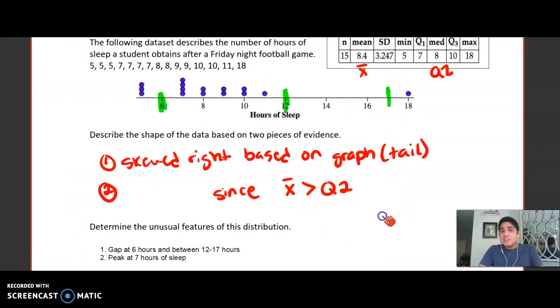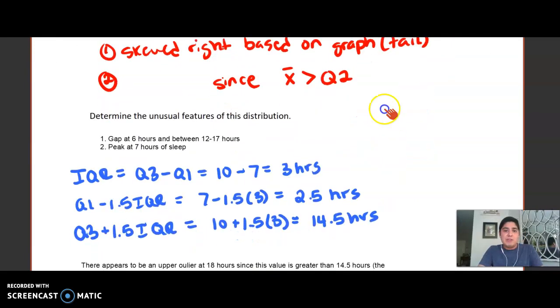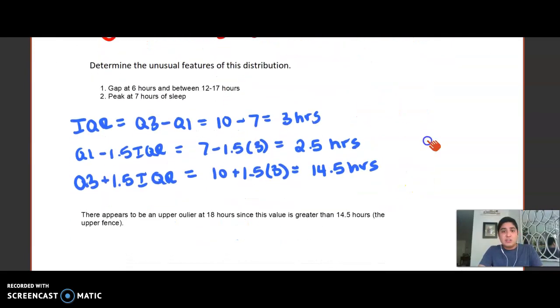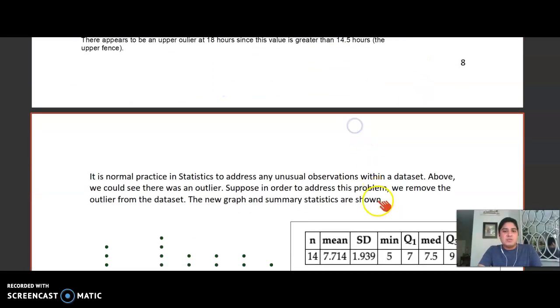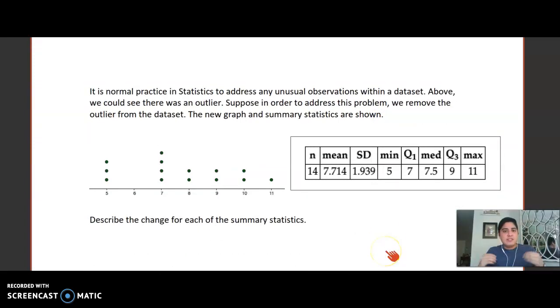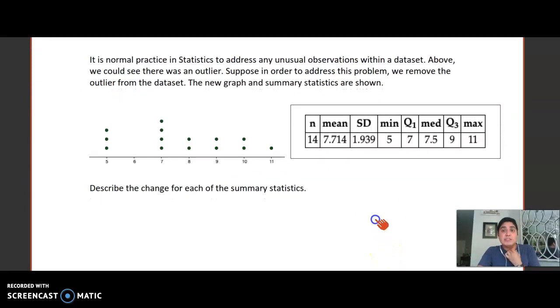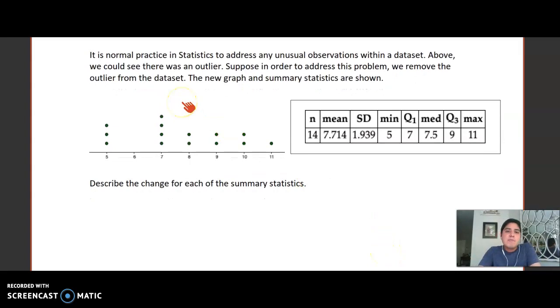So you can see we identified the gaps, the peak, and the outlier. So we just check these few things when looking at distributions. This will make a little bit more sense, though, once we start using graphs to describe distributions. So it is normal practice in statistics to address any unusual observations within a data set. Above, we could see there was an outlier, so suppose in order to address this problem, we remove the outlier from the data set. So now here's our new value.